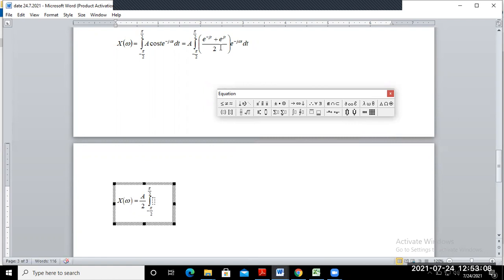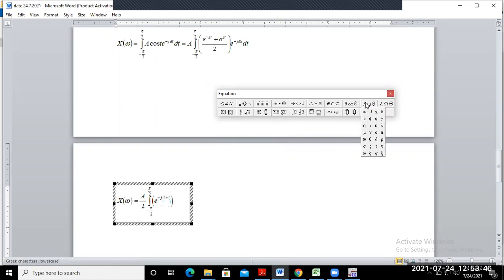Now, if you multiply e to the power minus jt into e to the power minus j omega t, how can we write this one? Just simplify this equation. Take minus j t common, so we get e to the power minus j into 1 plus omega into t.